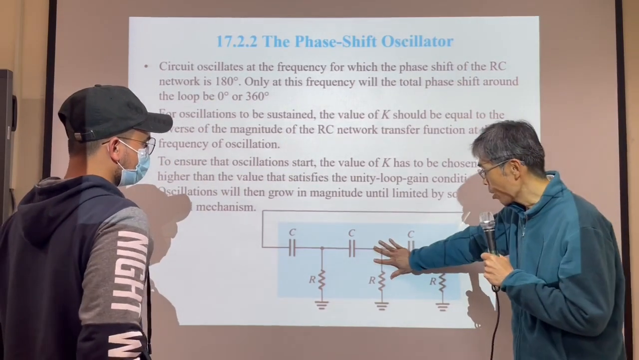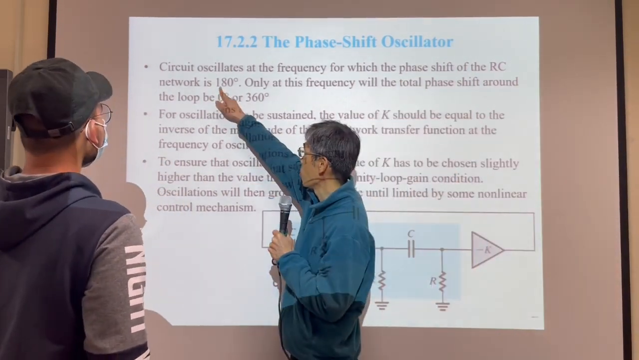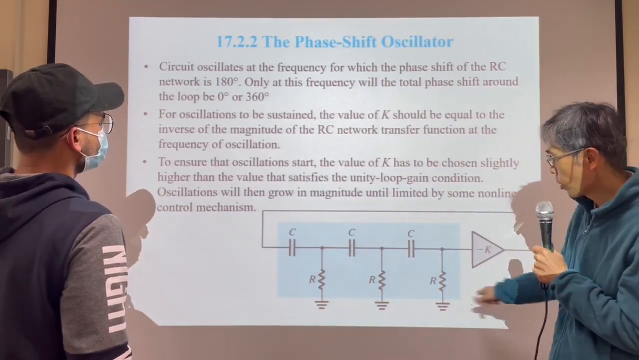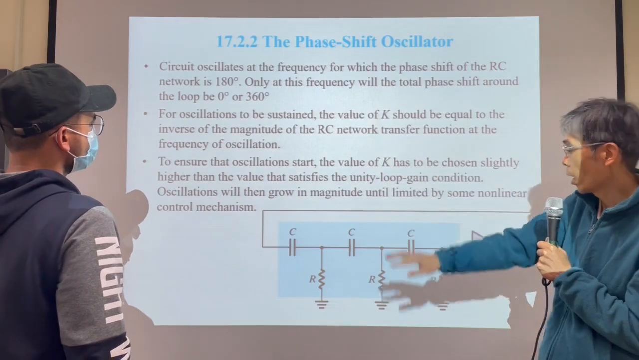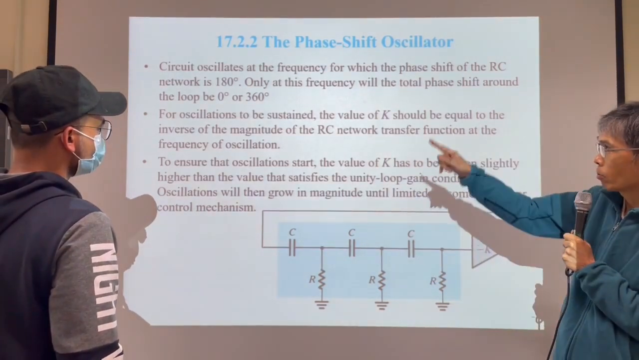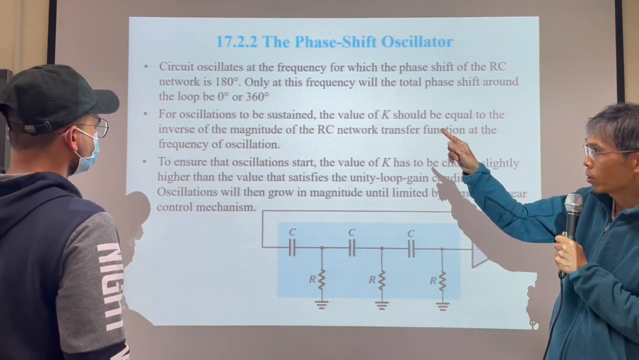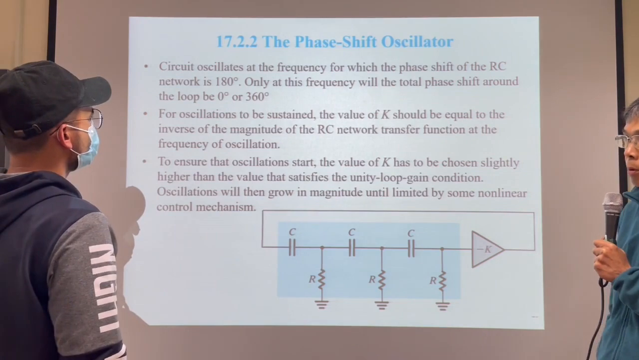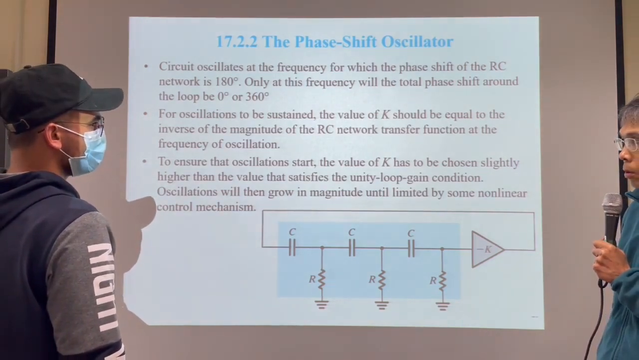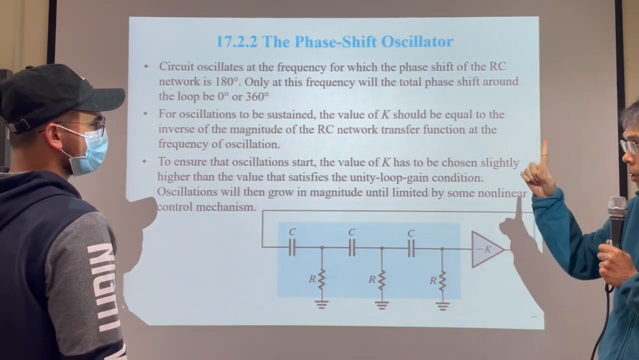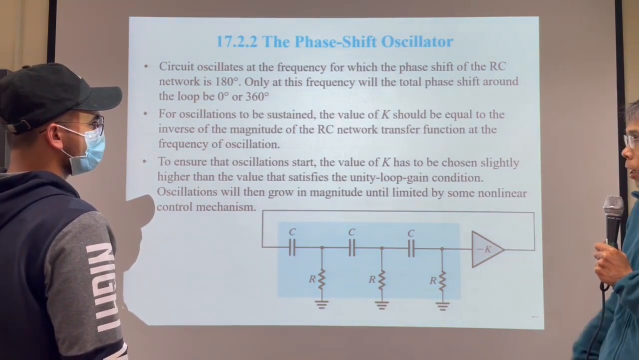Why should the RC circuit phase be 180 degrees? For this to be an oscillator, why should this RC network's phase be 180 degrees? Because only at this frequency will we get the oscillations. The total phase should overlap in sequence at 360. Why should the loop gain be 1?